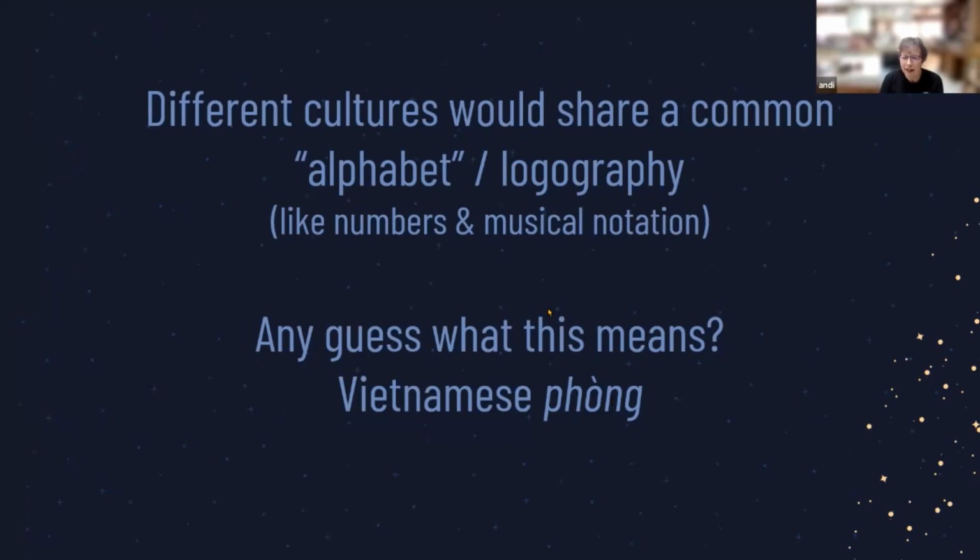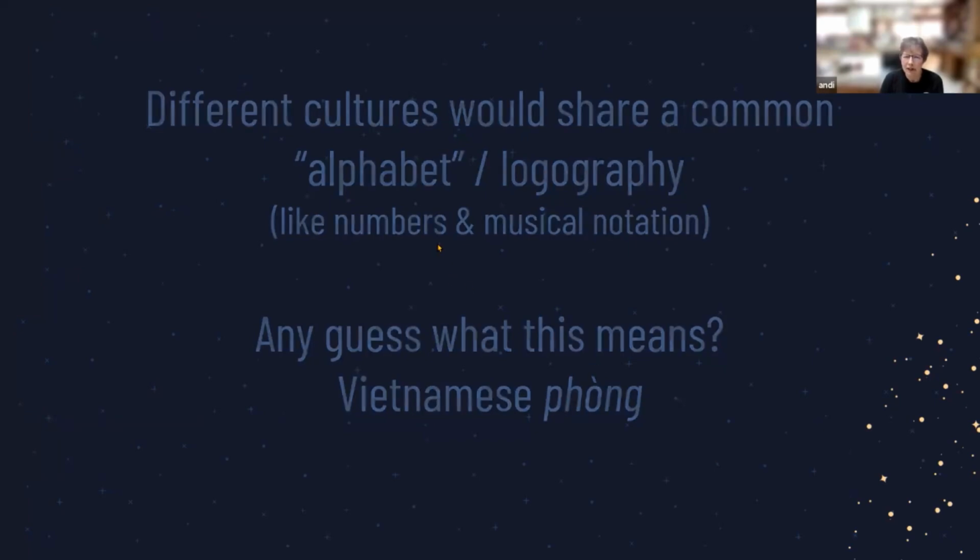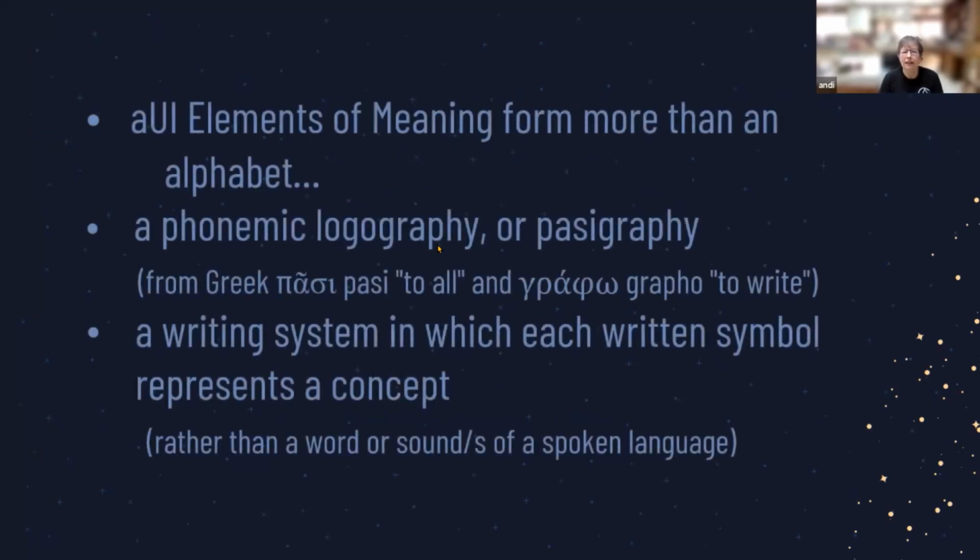I don't think so. But the idea is that the elements of meaning in aUI actually form more than an alphabet. It could be called a phonemic logography or a pasigraphy. I just found this word recently when I was looking under Wilkins's work, which is a writing system in which each written symbol represents a concept. So that's a new one for me.